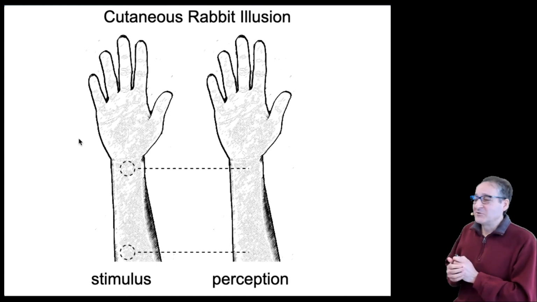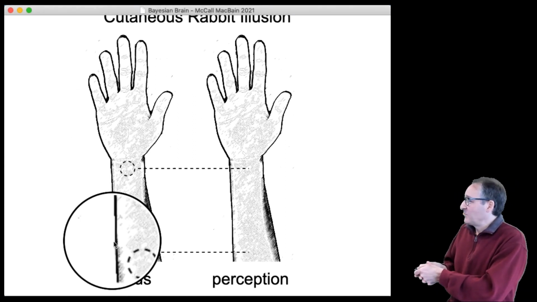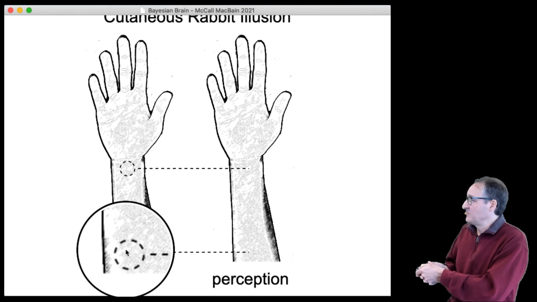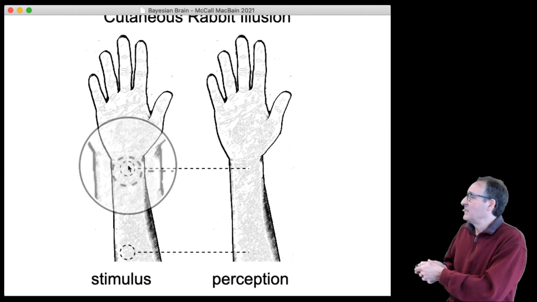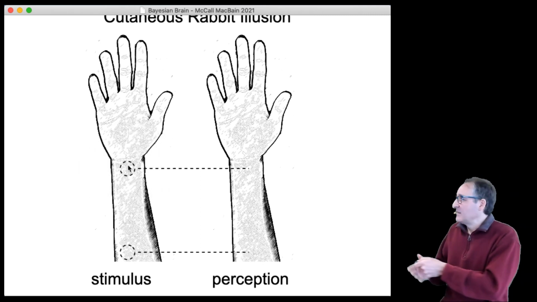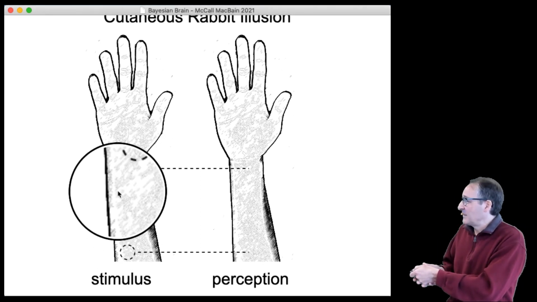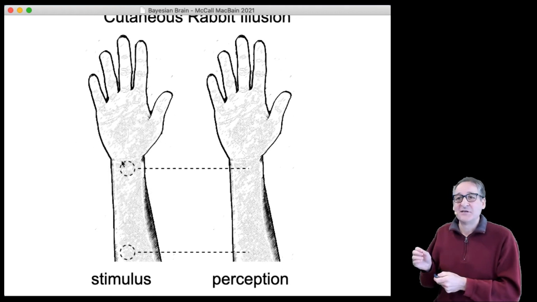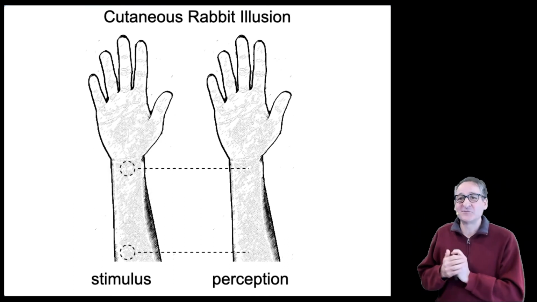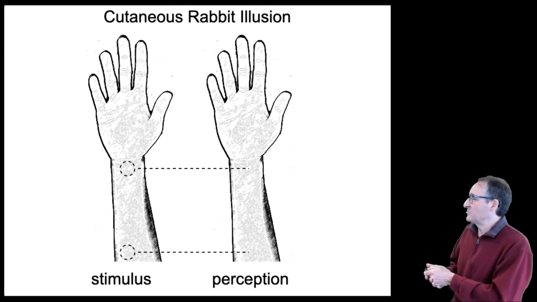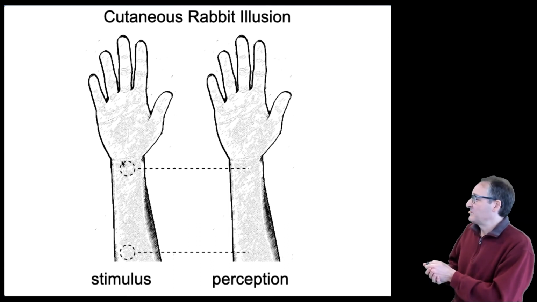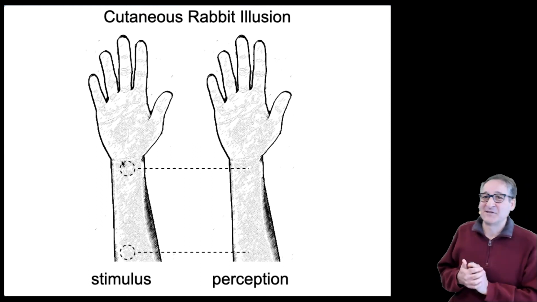But the cutaneous rabbit illusion, we're going to tap 4 times, but only in 2 places. We're going to tap twice here, and then we're going to tap twice here with our mechanical stimulator. But the time between the second tap here and the first tap here is really short. So they're going to cause that perceptual length contraction. And what it's going to feel like is a rabbit hopping up the person's arm. So here we go. Tap, tap, tap, tap. And what's perceived is tap, tap, tap, tap, like a rabbit hopping up the arm.